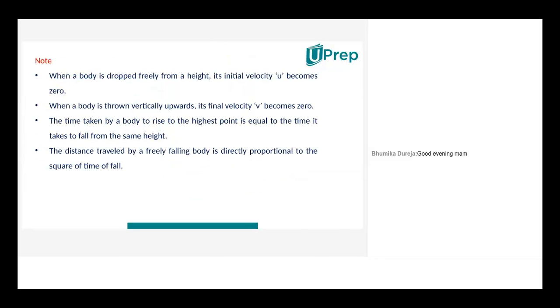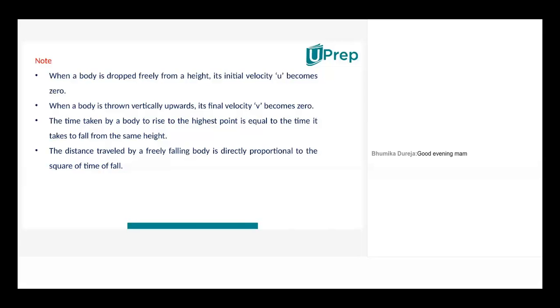v is equal to u plus gt, h is equal to ut plus half gt square, v square is equal to u square plus 2gh, where u stands for initial velocity, which is 0 for a freely falling object, v is final velocity, g is acceleration due to gravity, and t is the time taken in a given situation. h stands for height from which the object is falling down. So these are the points to be remembered in case of freely falling objects.